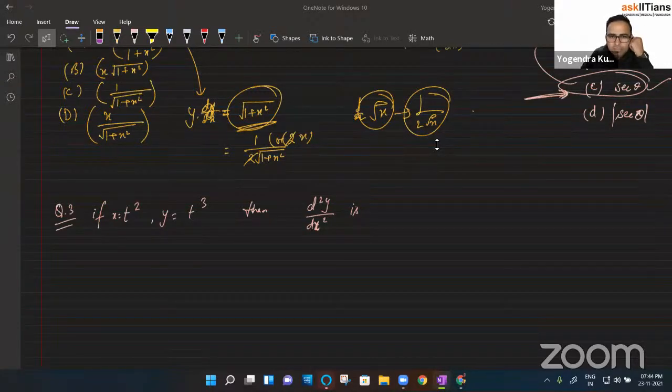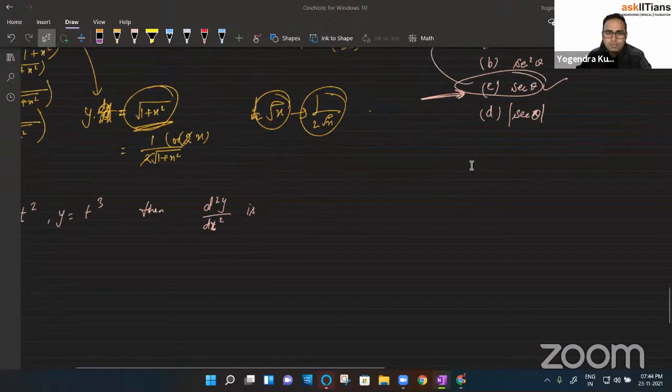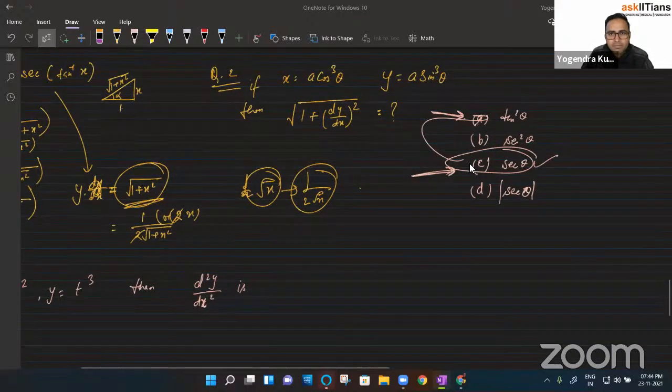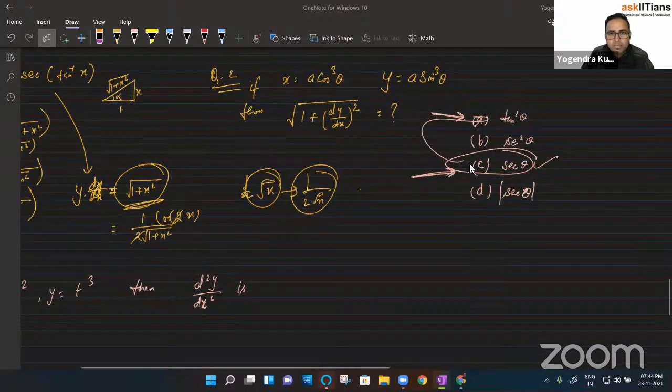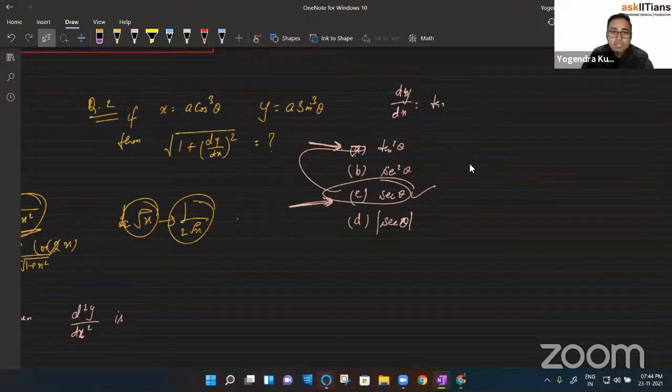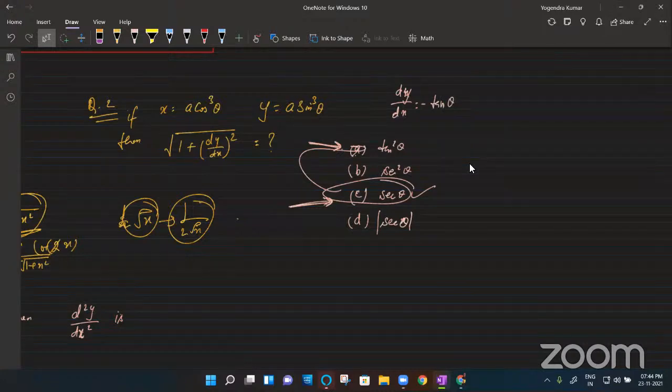Is it mod secant, or just secant? No, it is mod secant, okay? There is a root, right? Wait, let me just find out first what dy by dx is. Everyone got this? Dy by dx is minus tan theta. Exactly, right, Abhinraj. Now we will substitute here.